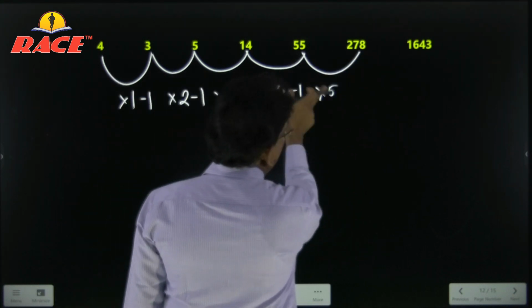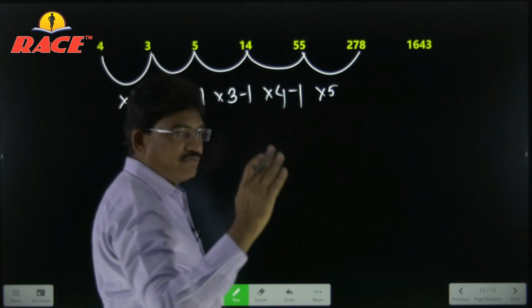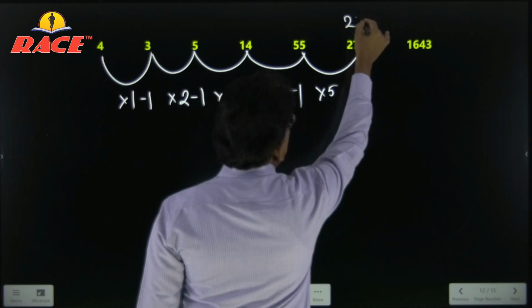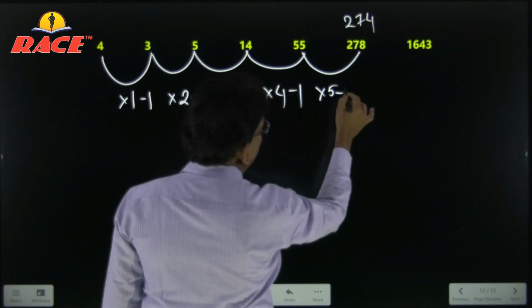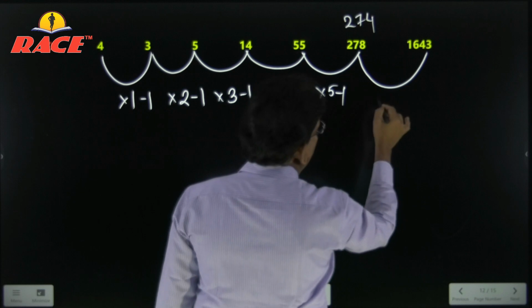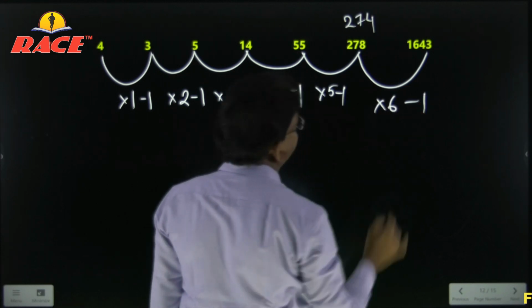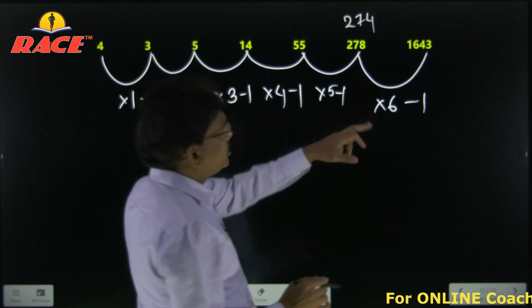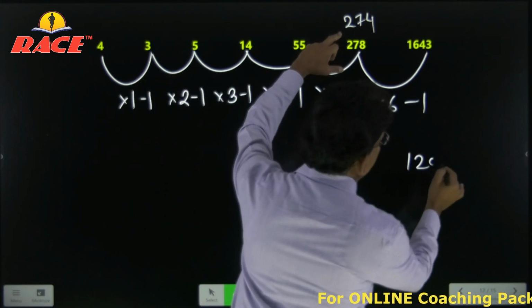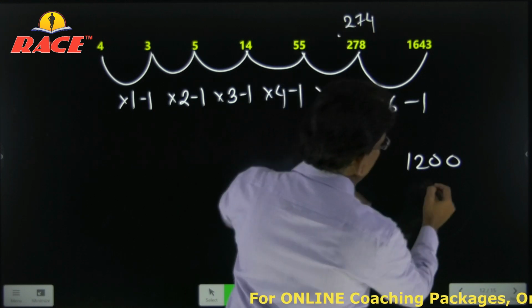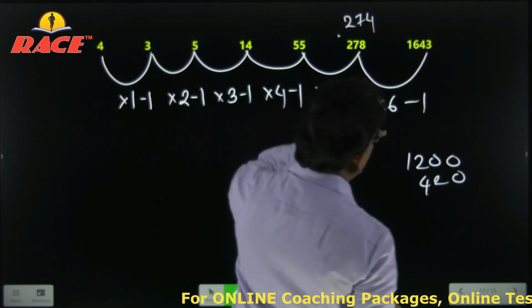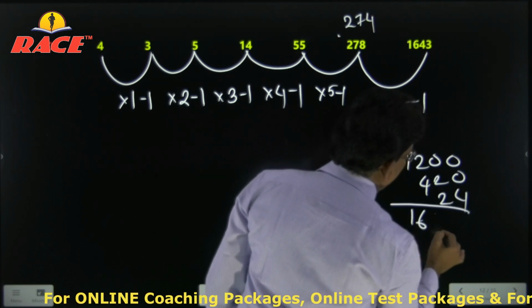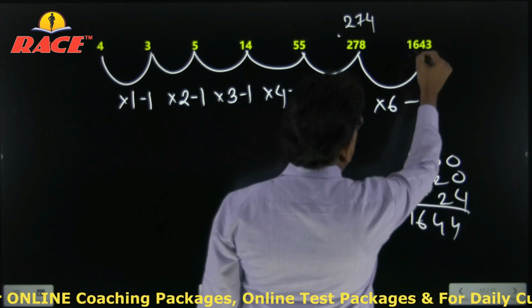55 into 5. 50 into 5, 250. 5 into 5, 25. 250 plus 25, 275. Minus 1, 274. Okay, let us try. Anyway, minus 1 is 274. If it is into 5, next one should be into 6 minus 1. Okay, 274 6 times. Don't worry. 6 times 274 is 1644, minus 1, 43 exactly.